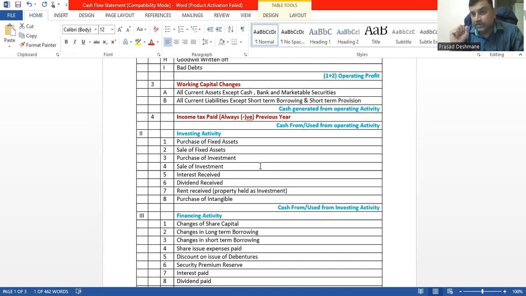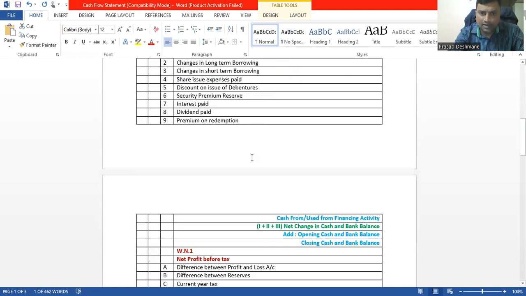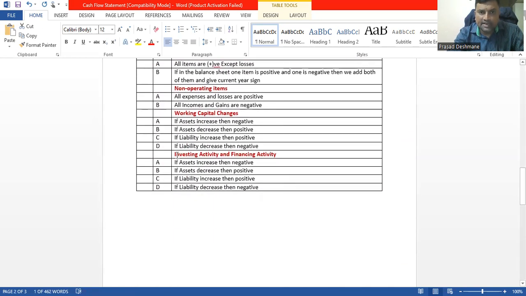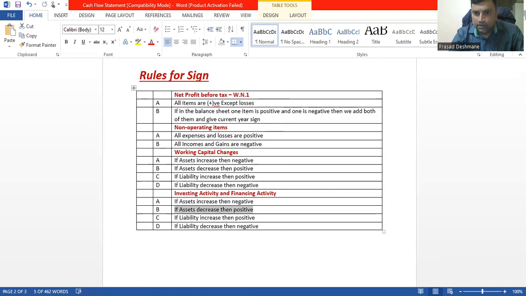Now we'll discuss the rule of investing activity. Same rule will apply. See, same rule. Investing and financing, same rule. If asset increase, negative; asset decrease, positive. Same rule, same logic. Buying a machinery, outflow of cash. Selling a machinery, inflow of cash. Right? Same logic we apply for the investing and financing. Okay? So asset increase negative, asset decrease positive, liability increase positive, liability decrease negative. Clear? Yes, sir.